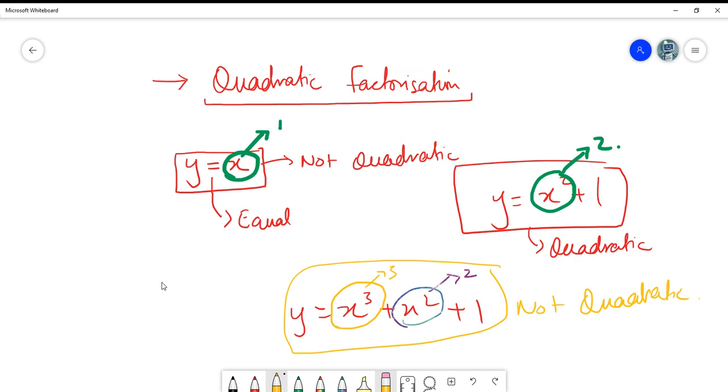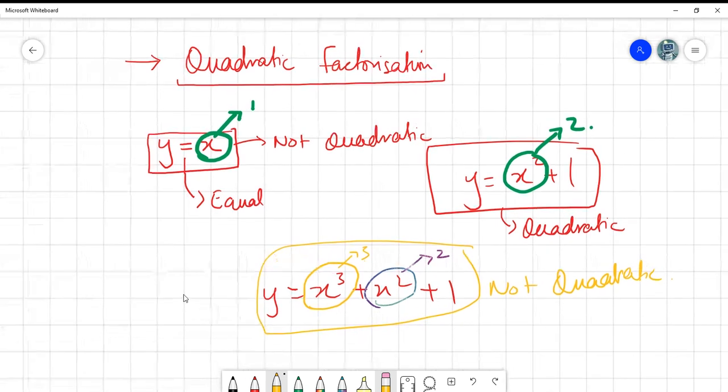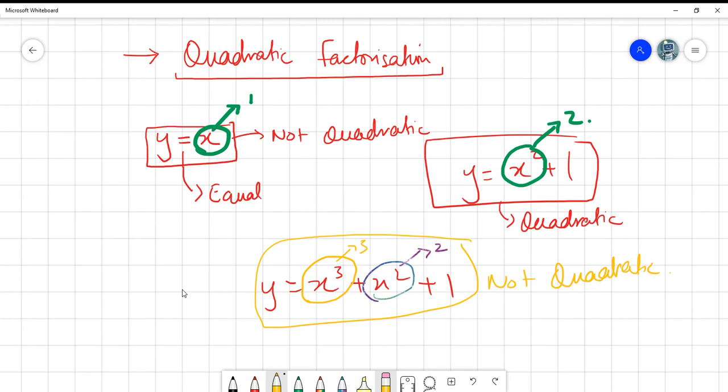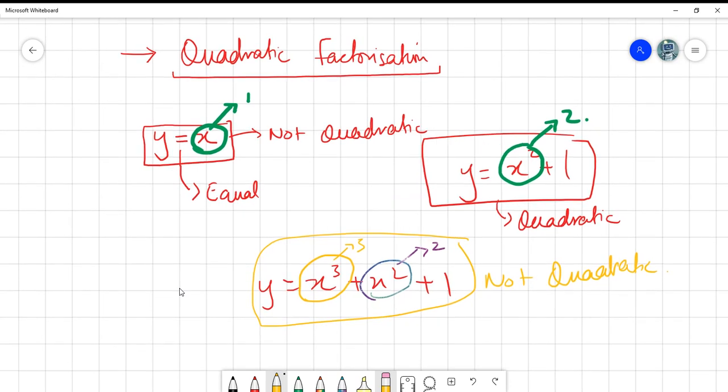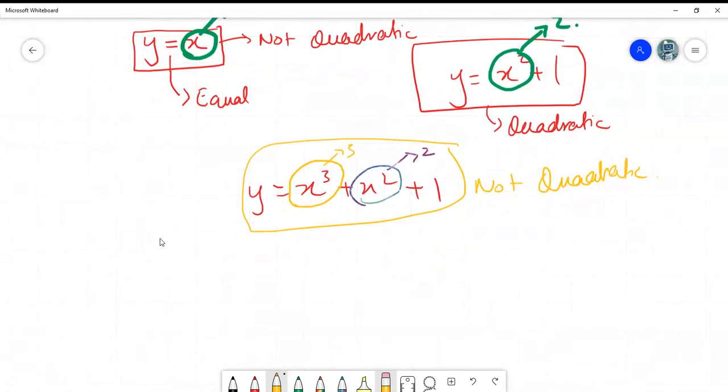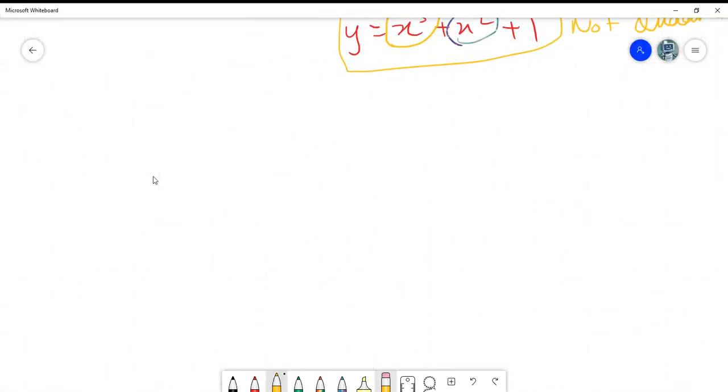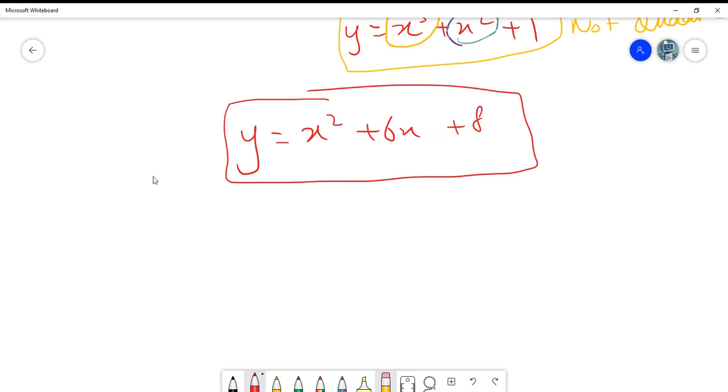Okay, so I hope we are all clear about what a quadratic equation is. I can quickly repeat that a quadratic equation is one where the maximum power of x is 2. Now, almost all quadratic equations can be factorized. Let's have a look at an example. y equals x squared plus 6x plus 8. This is a quadratic equation because the maximum power of x here is 2.